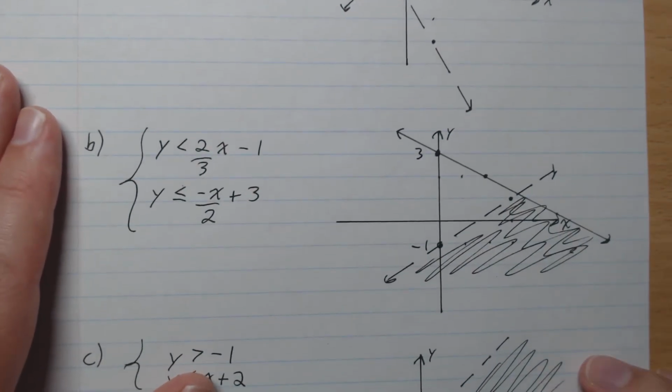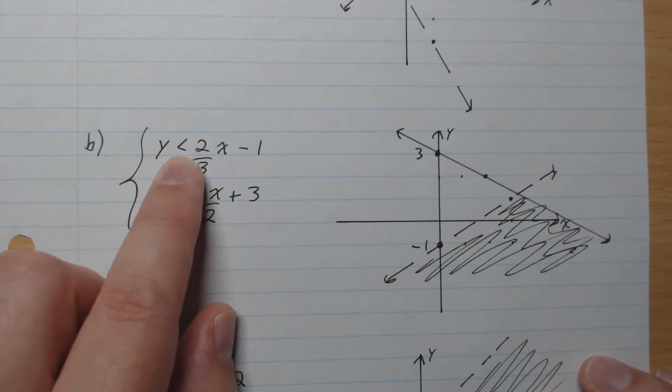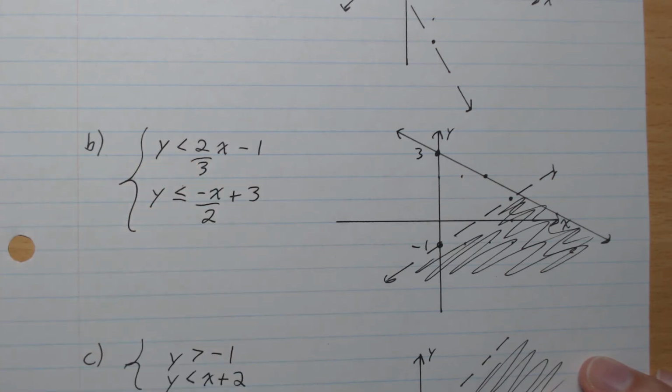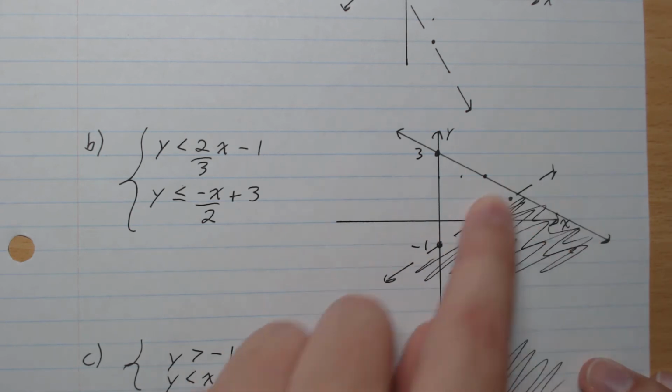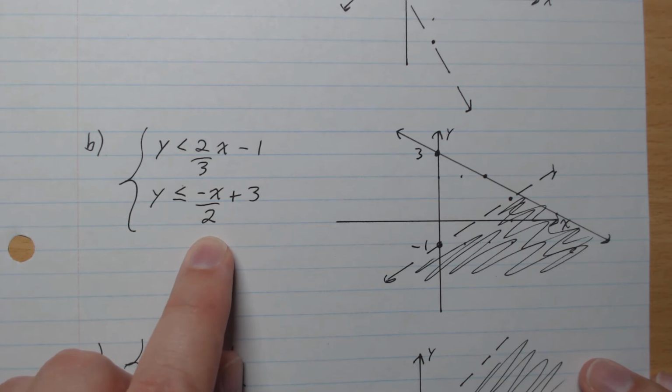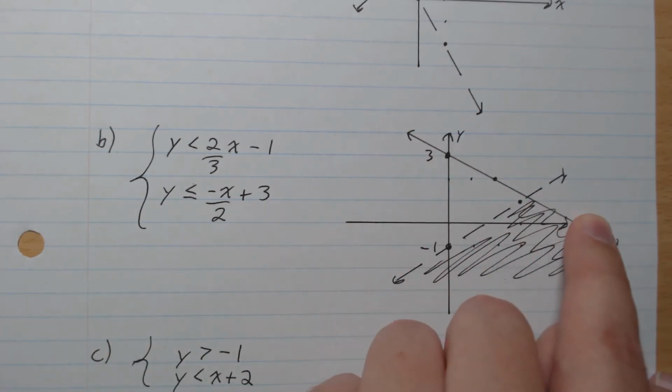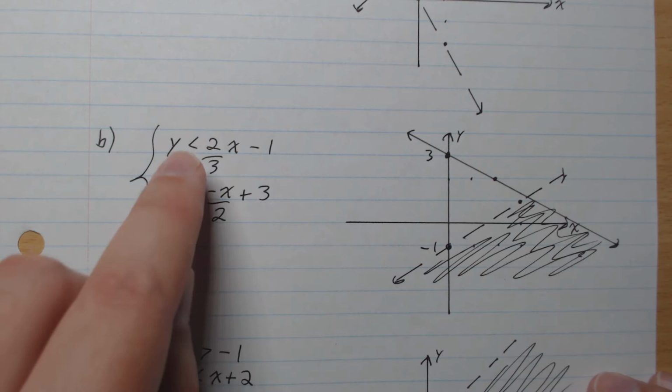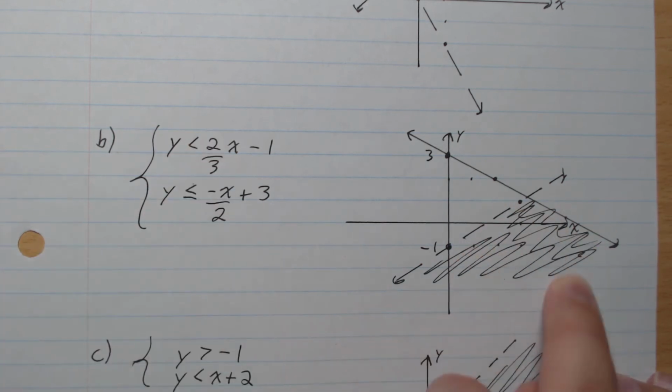B, y equals negative 2 over 3x minus 1, so that's this function here, this line. And then y less than or equal to negative x over 2 plus 3, so that's this one here. So what's below both of them is this solution region right there.